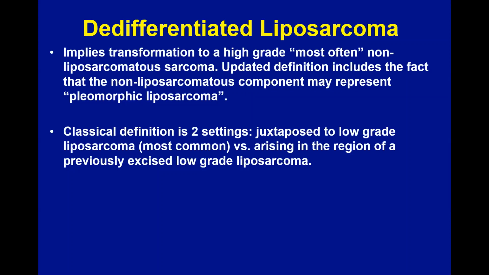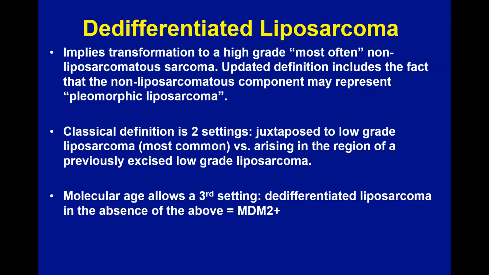Or you would see a high-grade non-liposarcoma sarcoma arising in a region in which there was a clinical history of a prior mature fatty tumor, either a low-grade liposarcoma or, God forbid, a lipoma, and now you had a high-grade sarcoma. That was really the only way you could establish that diagnosis, either by history or sampling and making sure you looked at the areas of fat around that tumor. But the molecular age has ushered in another way to establish that diagnosis. I was skeptical when these early papers started coming out of whether this was really true or not, but it seemed to have held true that you can see dedifferentiated liposarcoma in the absence of the above clinical settings, especially if we're able to prove that it's MDM2 amplified by FISH analysis.